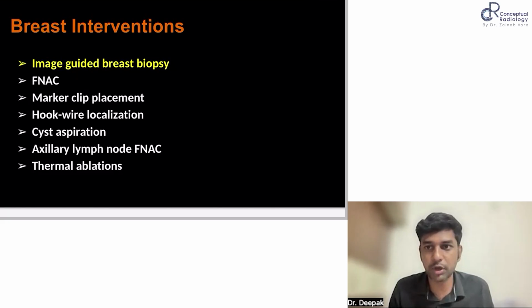And other than biopsies and FNACs, we have more advancements. One is marker clip placement and hookwire localization. These are localization and detection techniques. And like I said, cyst aspiration. If it is done for cosmetic reasons, or if it is causing pain, it can be done even for benign lesions. And then coming to axillary lymph node FNACs, biopsies, and thermal ablations, which are very well coming up in the rest of the body. However, in the breast, there are a few disadvantages as of now, which we hope might be dealt with in the future.